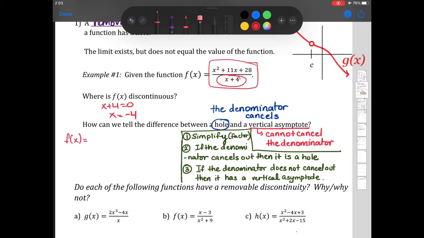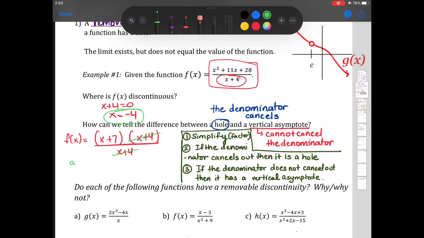So f of x is equal to the numerator. How do I simplify the numerator? Factor it. I need two numbers that add to 11 and multiply to 28. So it'll be 7 and 4, over x plus 4. What happens here? The denominator didn't simplify any further, but I can cancel the x plus 4 and the x plus 4. So now what can I conclude? I was able to remove this discontinuity. Didn't we say that it is discontinuous at this point? We're able to remove it by canceling it. That's why it's called removable discontinuity.